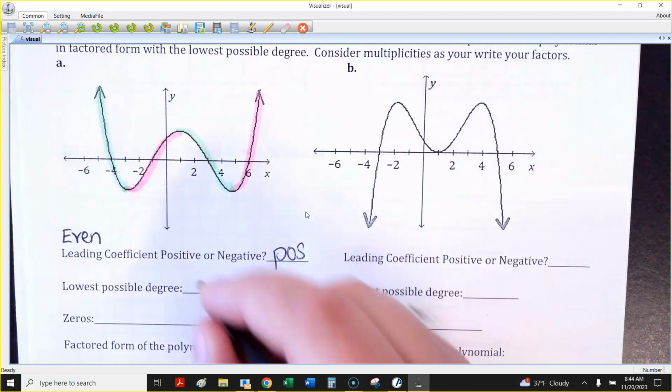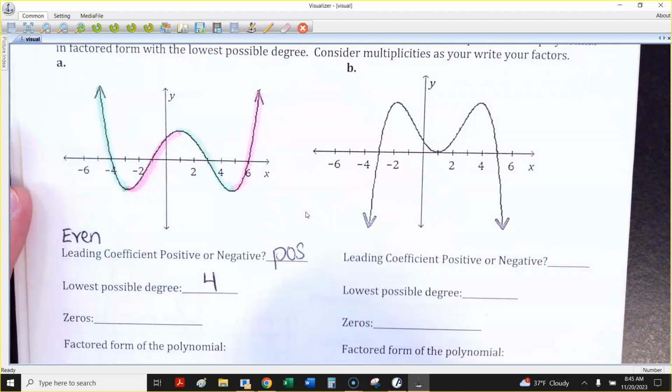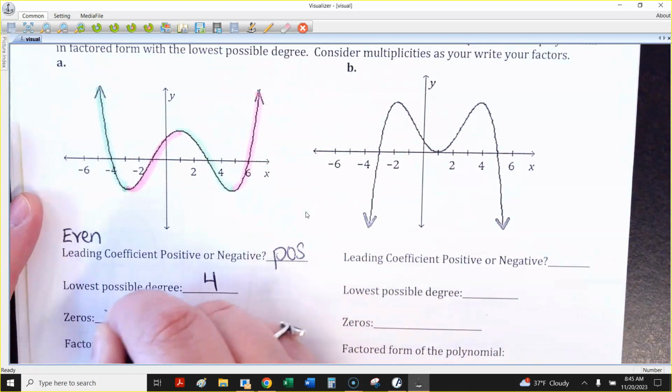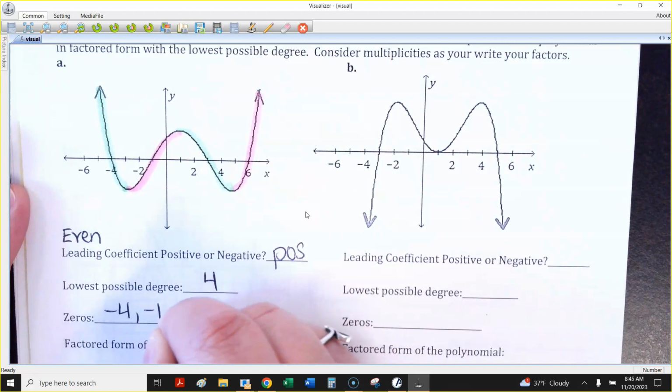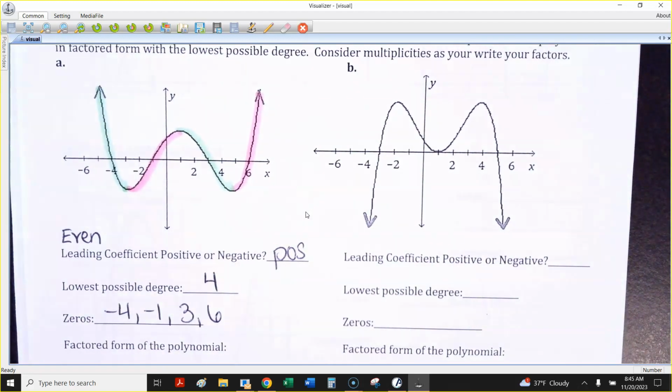Okay. We haven't done this at all, can you tell from the graph what the zeros are? What am I asking you for if I'm asking you for the zeros with a given graph? What would you look for on the graph to answer that question? Exactly, where they intersect the x-axis. So what numbers would you write down for your zeros? Awesome. -4, -1, +3, +6.